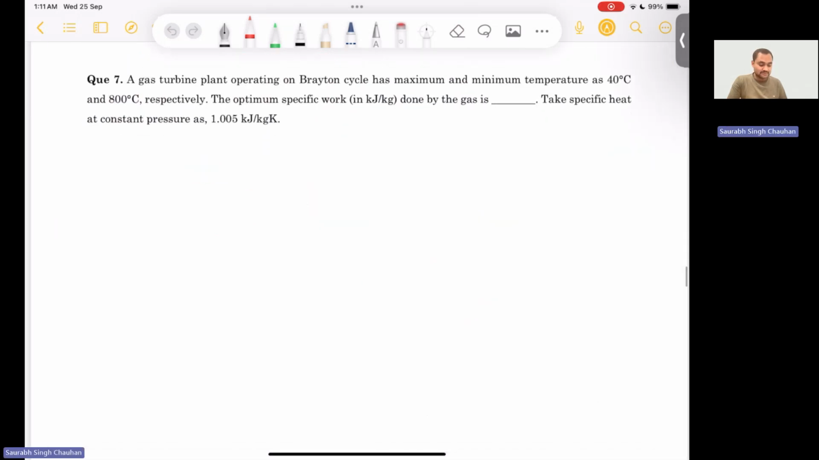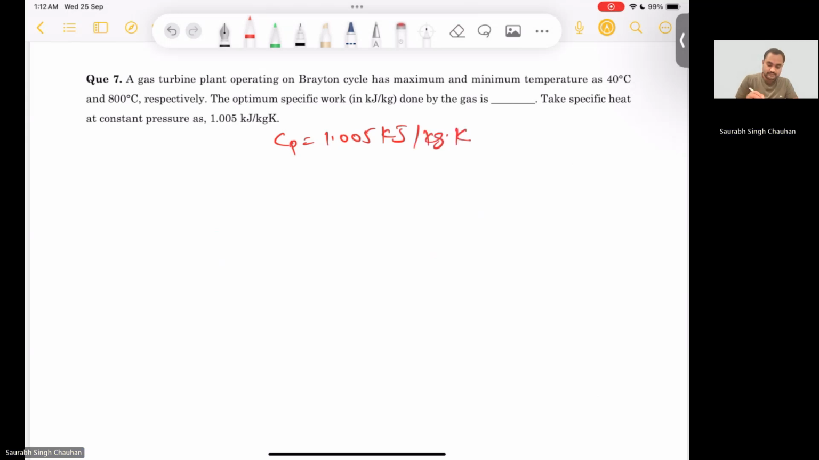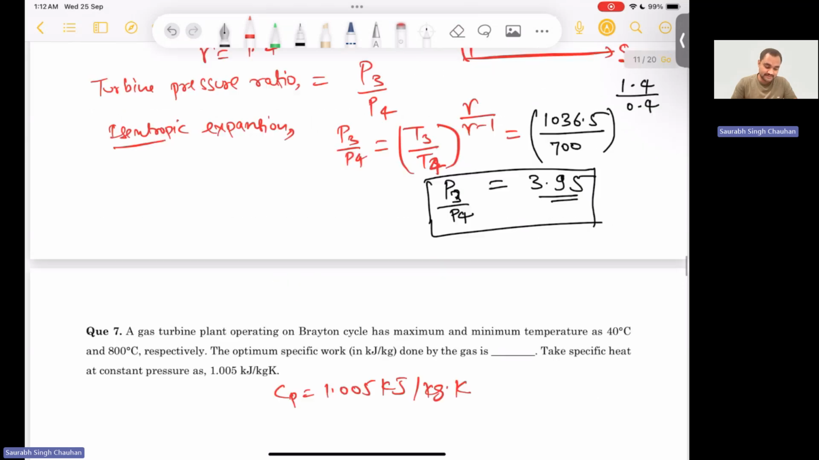Question number 7. This is also a numerical question. It says that a gas power plant operating on the Brayton cycle has minimum temperature and maximum temperature of 40 degrees Celsius and 800 degrees Celsius respectively. We have to find the optimum specific work, and we can take the specific heat at constant pressure as 1.005. So Cp is given, right? We have done a similar question, only the numerical values are different.